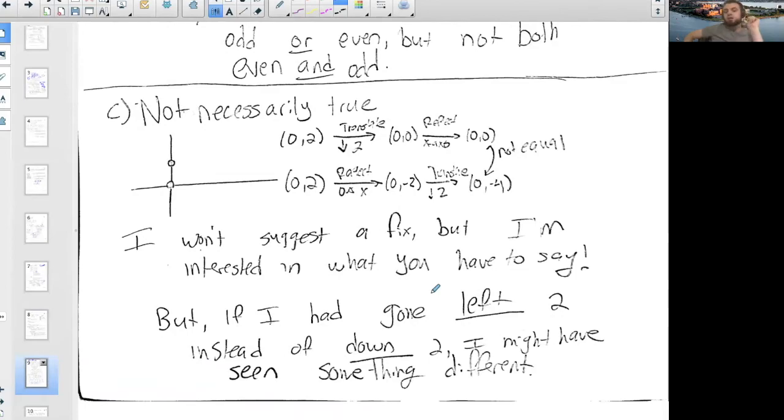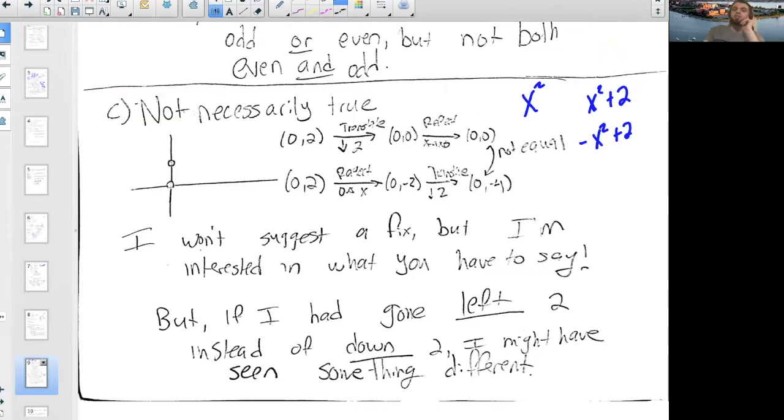All right, not necessarily true for part C either. C says a reflection and a translation is the same as a translation and a reflection. If you think about it, let's say that I wanted to do x squared. I want to do a transformation and a reflection. So if I first do an upward shift, it's going to look like this. Then if I do a flip over the x-axis, it's going to look like this.